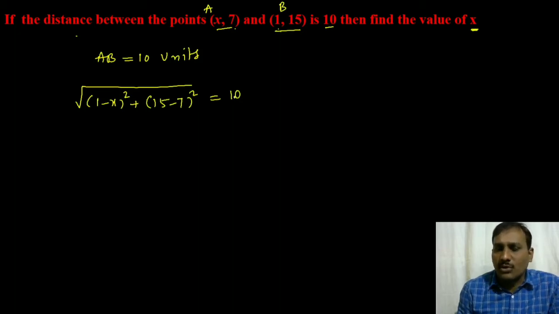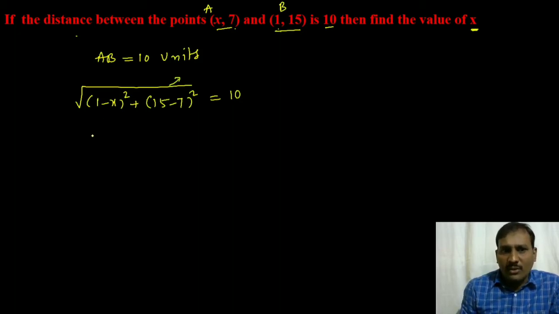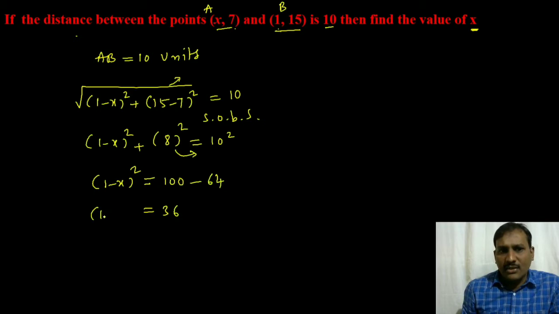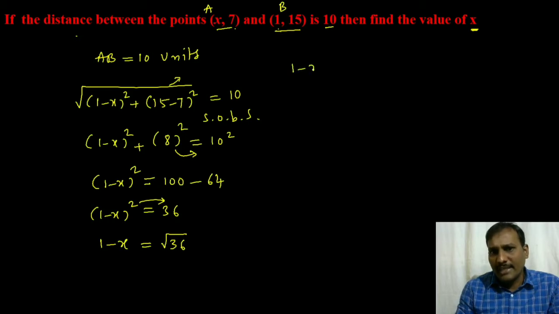So let us square on both sides to remove this square root. So what you will have? 1 minus x whole square plus 15 minus 7, 8 square, is equal to 10 square. Why? Because we are squaring on both sides. So now 1 minus x whole square is equal to 10 square, which is 100, minus 8 square, which is 64. I am sending this 8 square to the other side. 100 minus 64 is 36. So 1 minus x whole square is 36. Now if you send the square to the other side, it will become square root 36. So 1 minus x is equal to square root 36, which is plus or minus 6.